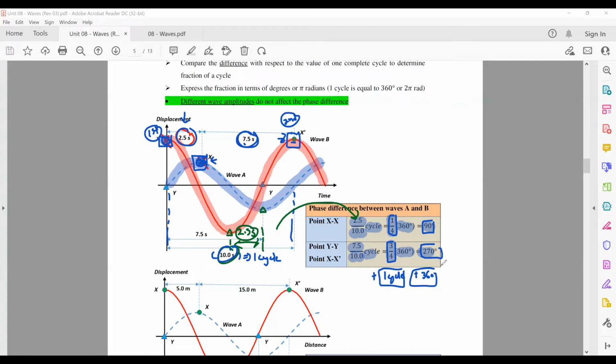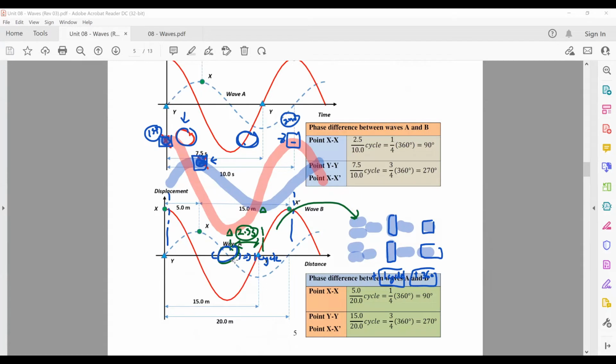So let's just say you are able to find the phase difference between two waves of a certain value. If you want to find the other corresponding value, all you need to do is take one cycle minus the fraction, or 360 degrees minus the value, or 2 pi radians minus whatever you have in pi radians. So this is how you determine phase difference between two waves for a displacement-time graph.